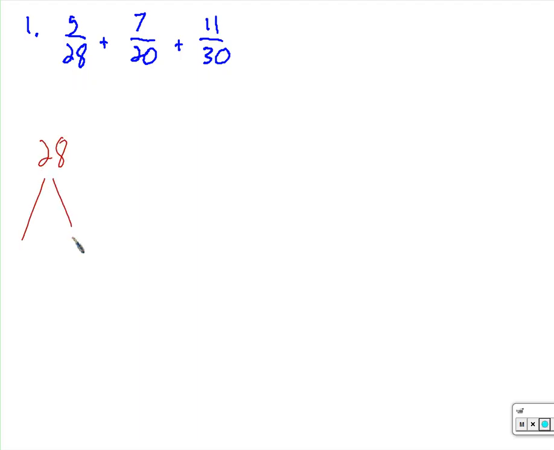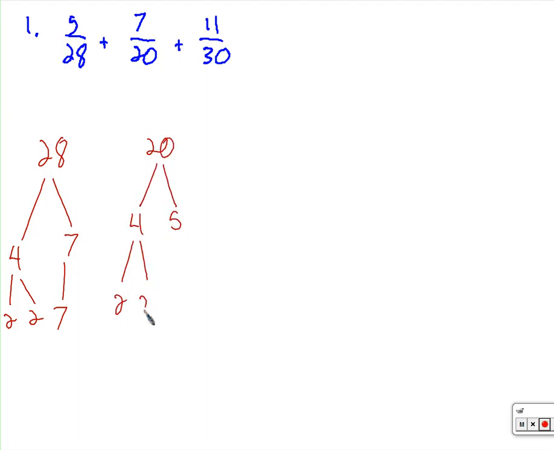I think it's called factor trees. Yeah, factorization. So this will factor as what? How could you factor this one? 4 and 7. And 4 is factorable: 2 and 2. We still have 7. 20 factors as 5 and 4, and we have 2 times 2 again: 2 times 2 times 5. 30 is 3 times 10, which is 3 times 2 times 5.